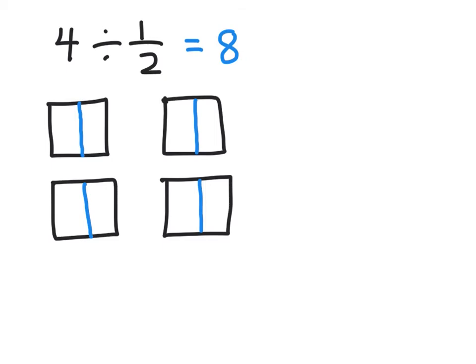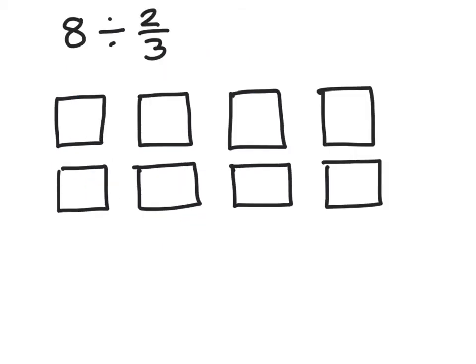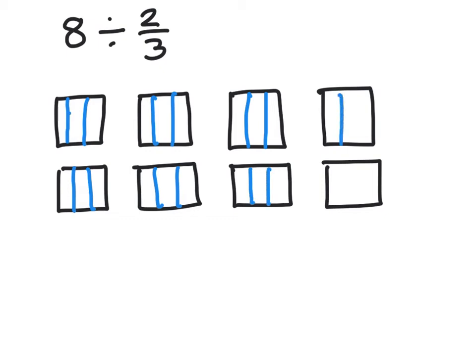Okay, let's try this one. All right, here we have 8 divided by 2/3. Now, since I want to know how many 2/3 parts there are, I'm going to go ahead and divide each of the pieces into equal thirds. Now the reason I'm doing that is that will allow me to group together 2/3 parts.